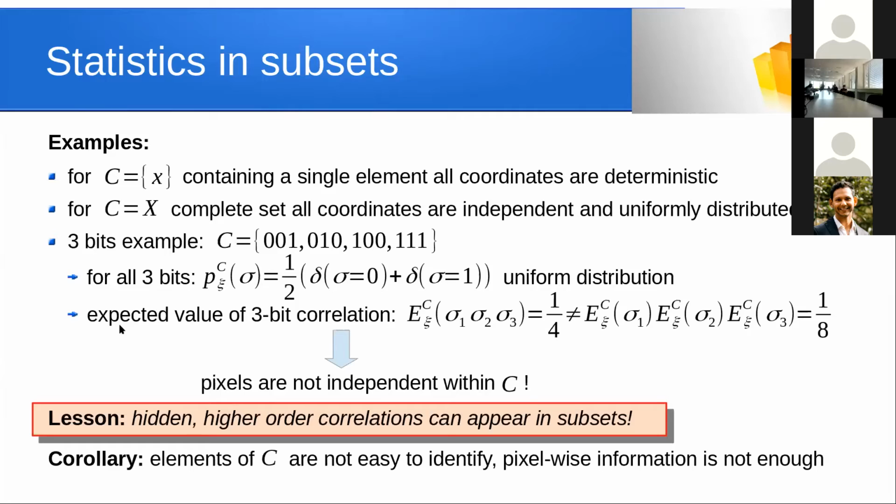But funnily enough, the three-bit correlation is not uniform. Just to see that, we check how the three-point expected value is calculated. So sigma 1, sigma 2, sigma 3 is 0 here. 0, 0 times 1 is 0. This is 0. This is 0. And this is 1. So that means that the expected value is 1/4, which is not equal to the product of the expected values of sigma 1, sigma 2, sigma 3, because each of them is 1/2, so altogether it is 1/8. That means this example clearly shows that in a subset, new correlations show up. And these correlations make it difficult to understand this image.